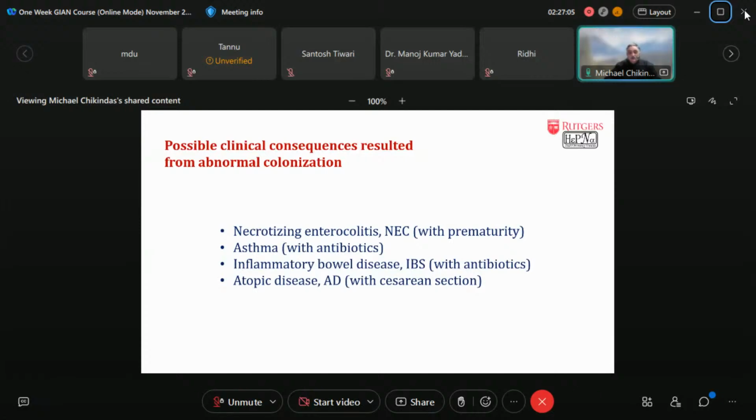Necrotizing enterocolitis often happens with prematurity. Asthma may occur as a side effect of antibiotic therapy. Inflammatory bowel disease and IBS may appear with antibiotics. Atopic diseases are quite often seen in C-section delivered babies.